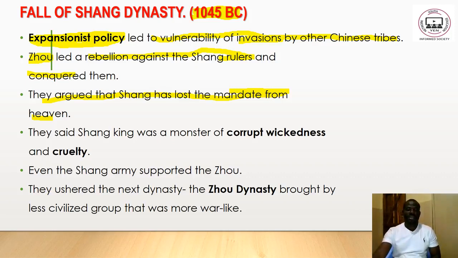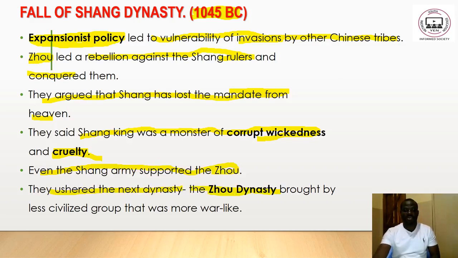So they said the Shang king was a monster of corrupt wickedness and cruelty. So they said, no, no, we need not follow this dynasty. Even the Shang army supported the Zhou. So they ushered in the next dynasty, and that was the Zhou dynasty.